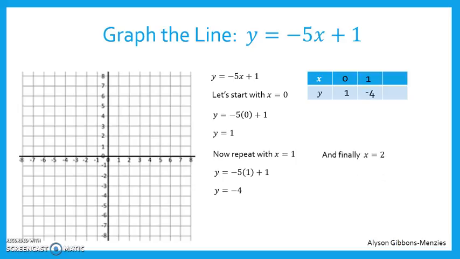And finally, I'll repeat with x equals 2. So I'm going to replace x with 2. So y equals minus 5 times 2 plus 1. Y equals minus 9. Problem. My negative y-axis only goes to minus 8. So I can't use x equals 2. So I'm going to try x equals minus 1.